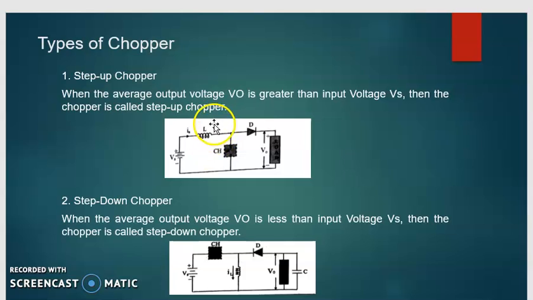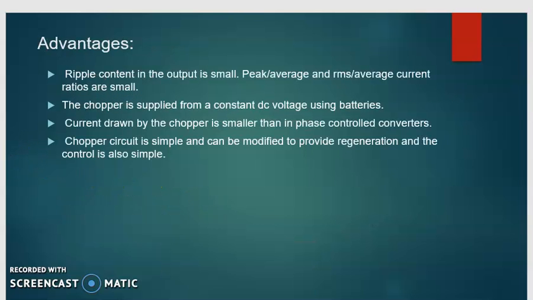There are also some differences present in the two circuits. The inductor in the step-up chopper is in series with the source. The inductor in the step-down chopper is parallel to the source. These are the basic differences between these two circuits. So now, the advantages of a chopper.